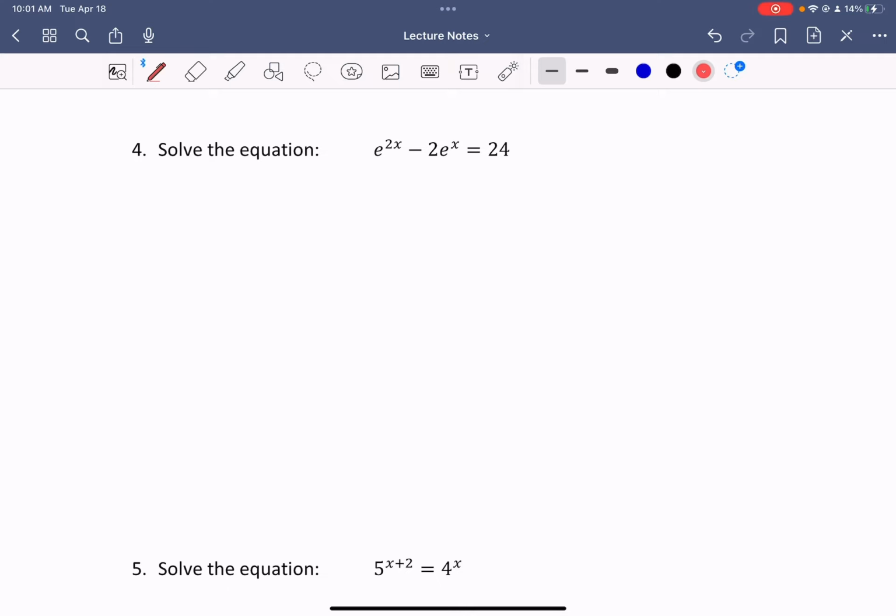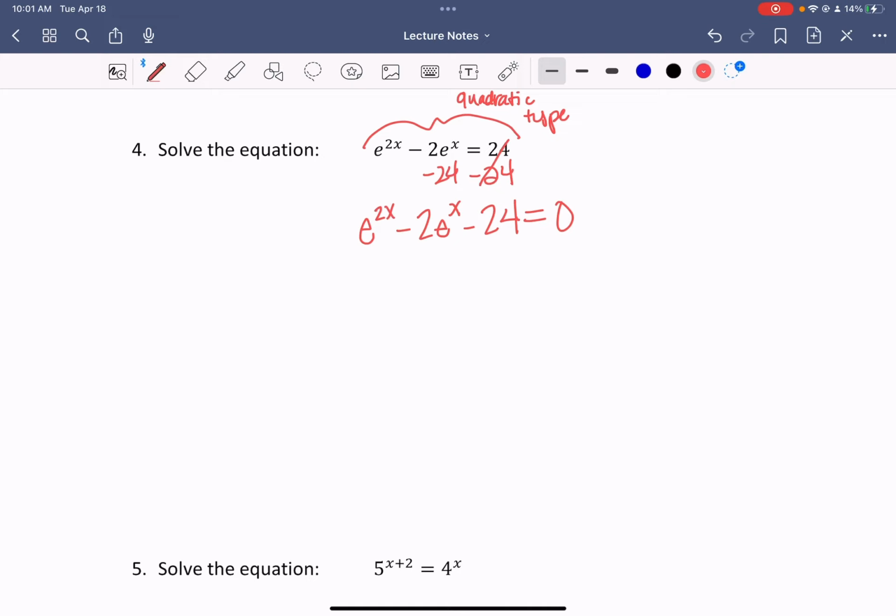Solve the equation: e to the 2x minus 2 e to the x equal to 24. Now, when you're looking at this, hopefully this is cueing you that it looks similar to when we were solving quadratics earlier. When you're solving a quadratic, or in this case a quadratic type equation, you want to get everything over to one side. So I'm going to subtract 24. That gives me e to the 2x minus 2 e to the x minus 24 equal to 0.